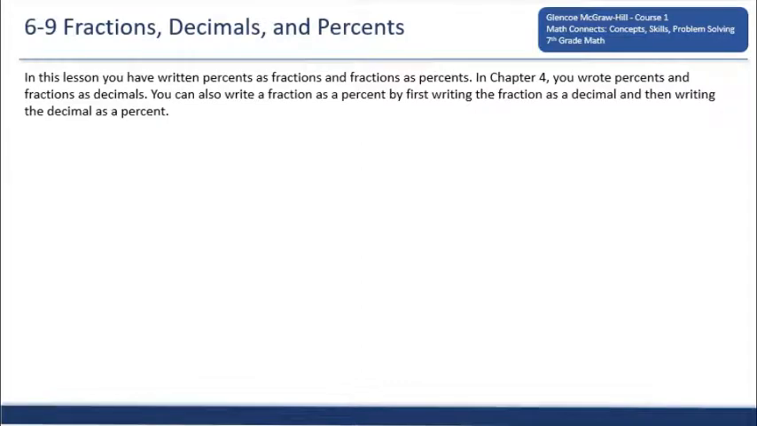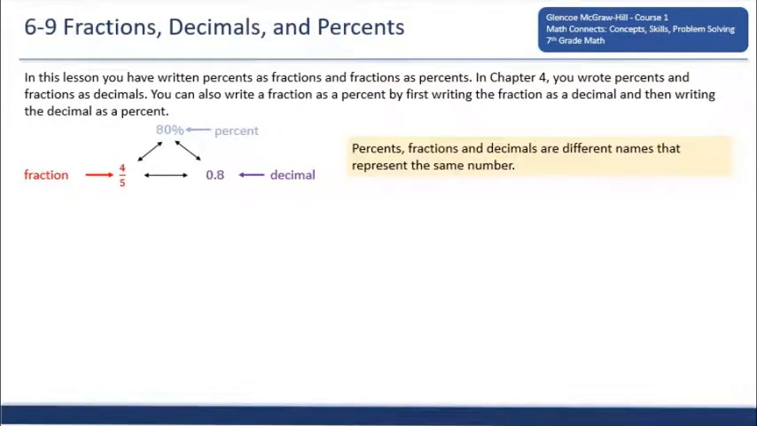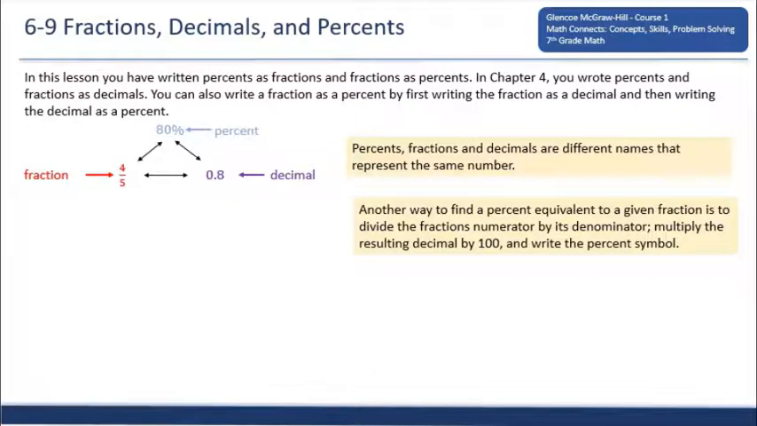In this lesson, you have written percents as fractions and fractions as percents. In Chapter 4, you wrote percents and fractions as decimals. You can also write a fraction as a percent by first writing the fraction as a decimal and then writing the decimal as a percent. As you can see, they all have the same value. Percents, fractions, and decimals are different names that represent the same number. Another way to find a percent equivalent to a given fraction is to divide the fraction's numerator by its denominator. Multiply the resulting decimal by 100 and write the percent symbol.